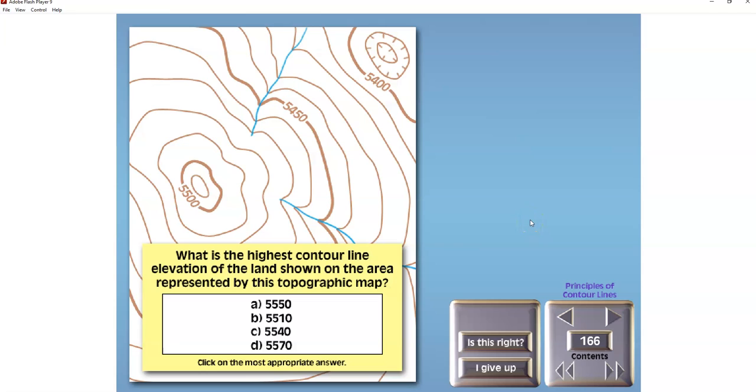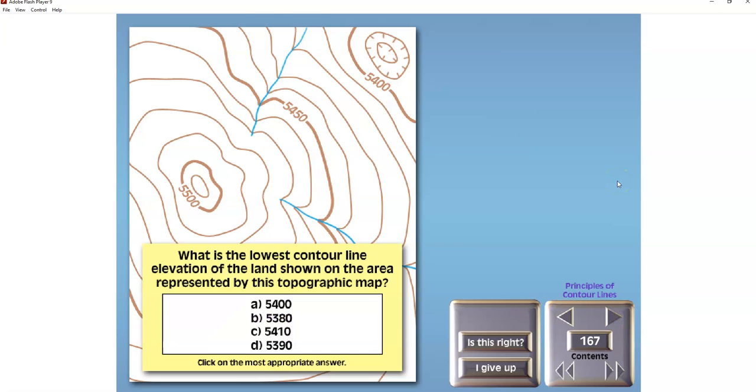What is the highest contour line elevation of the land shown on the area represented by this topographic map? Click on the most appropriate answer. So what we would do is look at the map. You can see this bold line, this is that index line, 5,450. This one's 5,500. So again, try 10s. If this is 5,450, this would be 5,460, 5,470, 5,480, 5,490, 5,500. So that works. So our contour interval is 10 feet. Well, if this is 5,500, then the next line in would be 5,510. Right? So you click on that and then see if that's right. And it is.